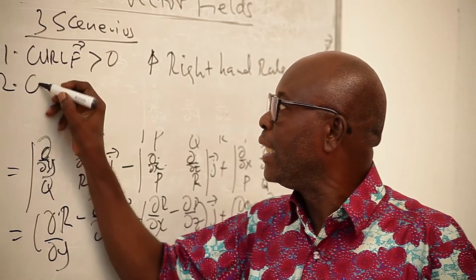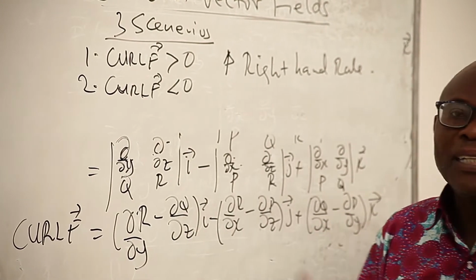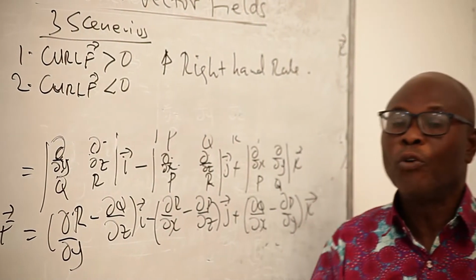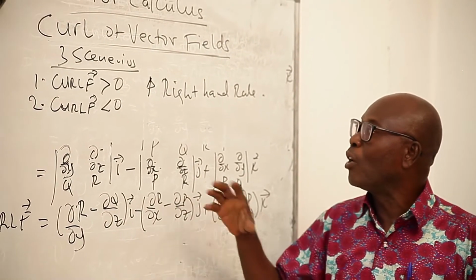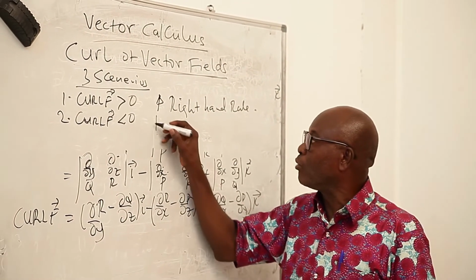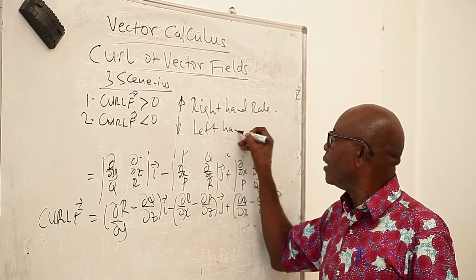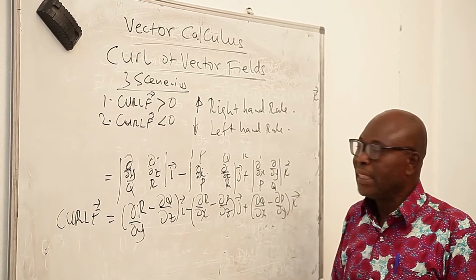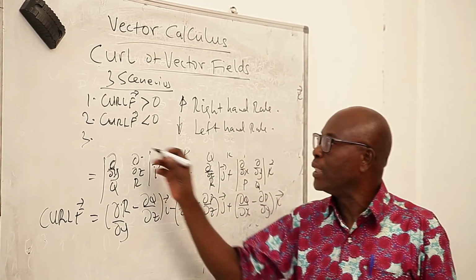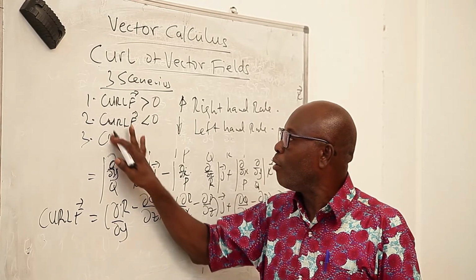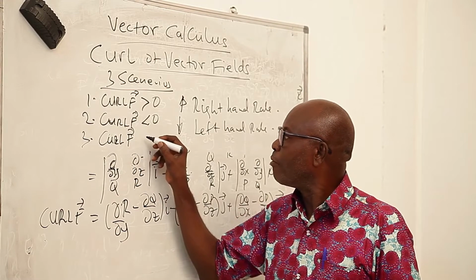Now, if the curl of F is less than 0, that means the effect of the rotation of the vector F is perpendicular but downwards, and that is the left-hand rule. And then the third situation is when, at a point, the curl of the vector F is equal to 0.